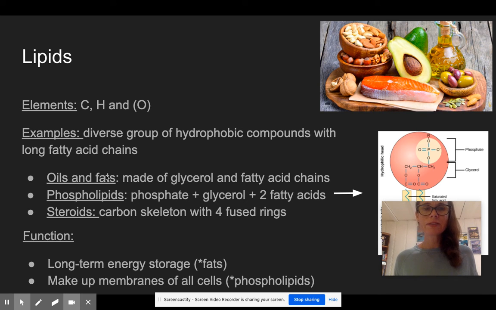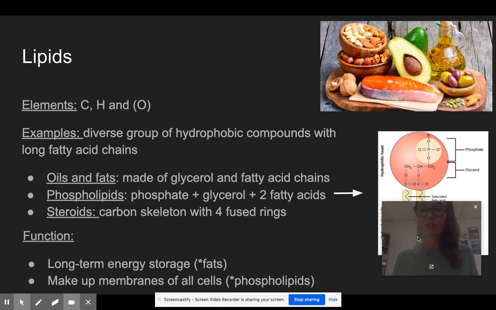This is a really diverse group of compounds. What they have in common is they have hydrophobic properties, meaning that they don't mix well with water. Hydro means water, phobic means fearing, right? And why is that? It's because they have these long fatty acid chains in their structure.